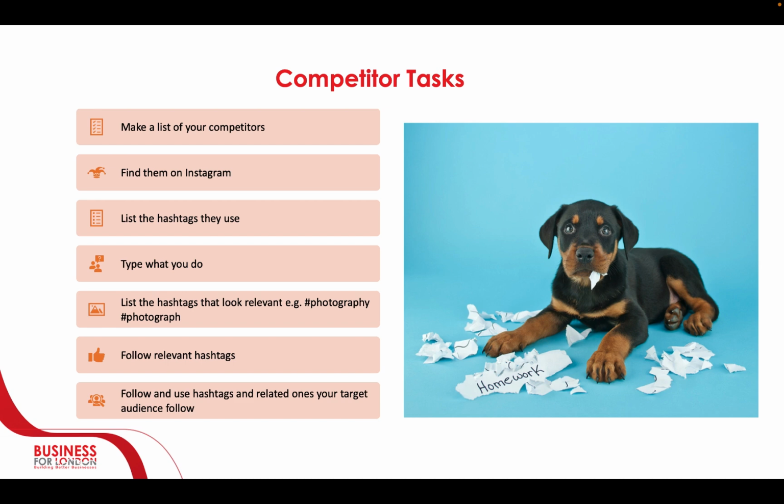In order to do this, type what you do. List the hashtags that look relevant. For example, if you're a photographer, you're going to find hashtags such as photography and photograph. Interestingly, on Instagram, it's one of the only platforms where you can actually follow hashtags. By following hashtags, you will see all the content that's being posted using that hashtag.